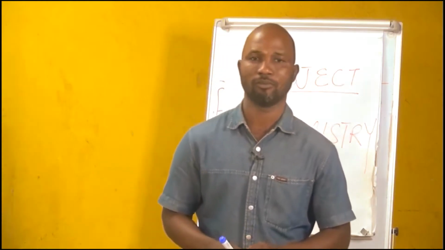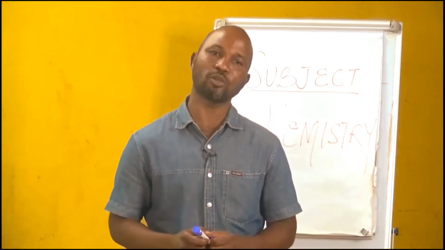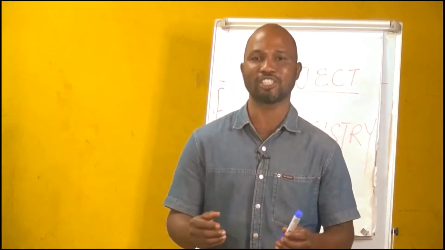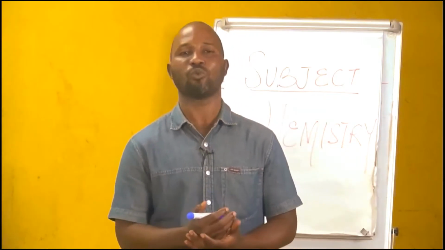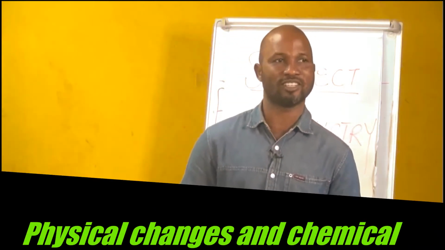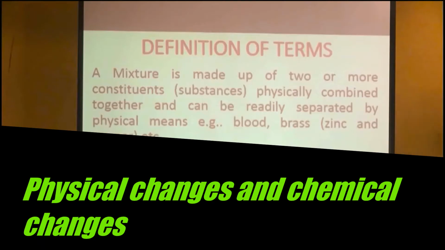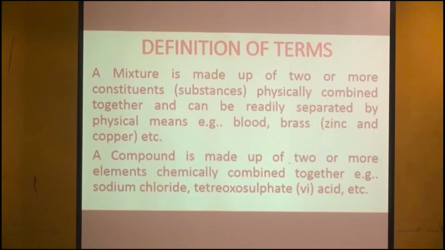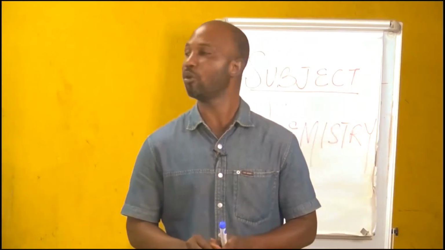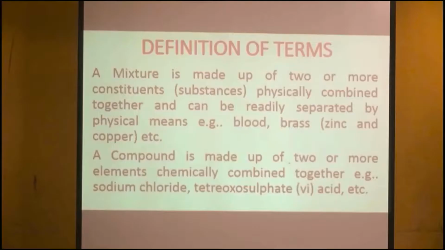Viewers at home, I'm sure you must have learned about physical changes and chemical changes. Today we'll be looking at what a mixture is. In chemistry, a mixture is made up of two or more constituents or substances physically combined together, and they can be separated by physical means. Example of a mixture is blood, brass. Brass means zinc and copper mixed together, and so many other examples.